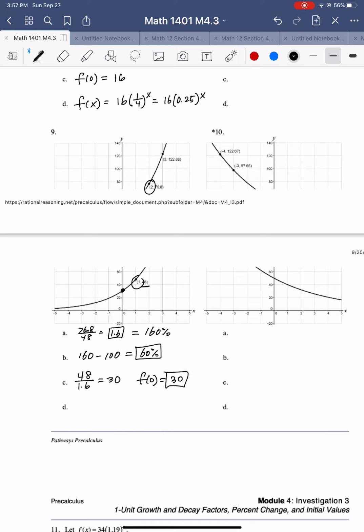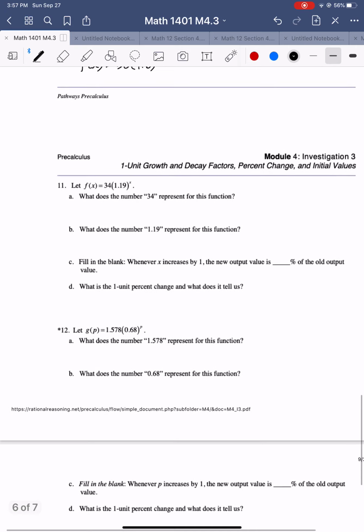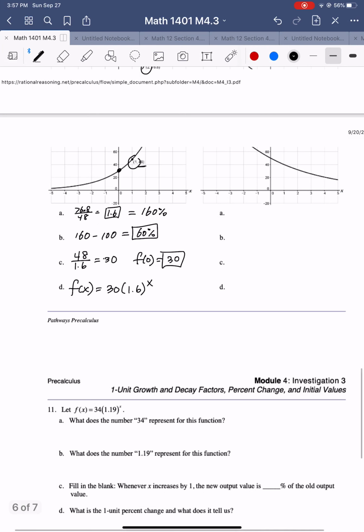Because of that, now we are ready to write down the function. So f of x equals 30 times the growth rate 1.6 to the x power. And that's all. Okay, so that's for Module 4 Investigation 3. Thank you for listening.